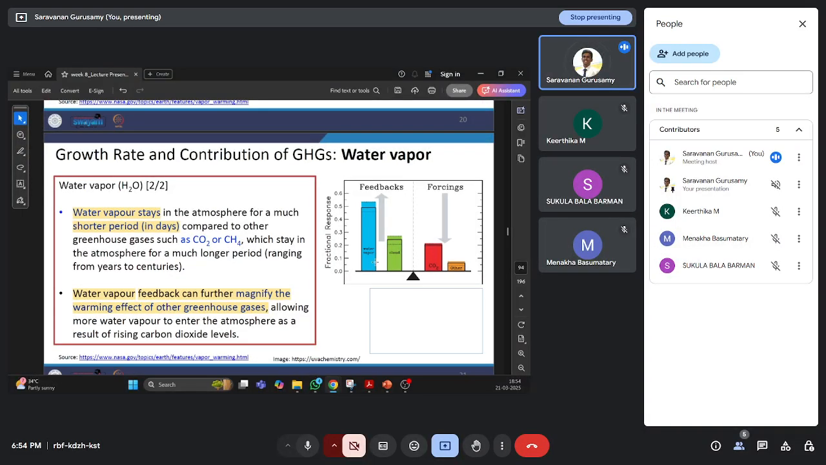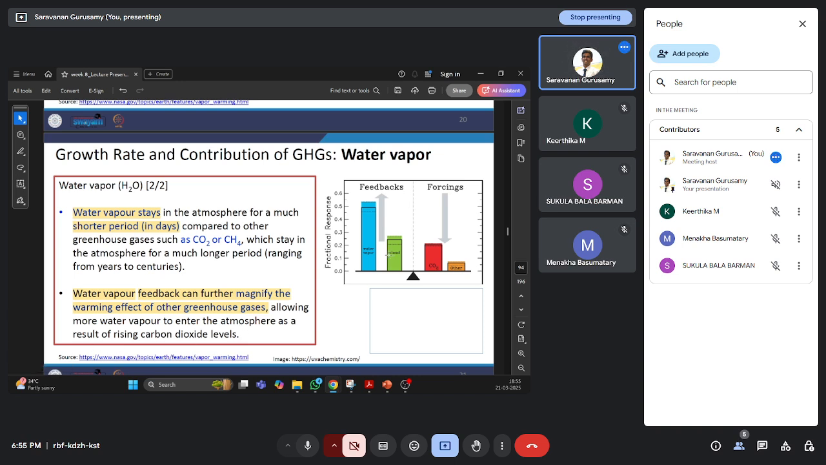So you can see the global warming potential of water vapor is more compared to cloud, CO2 and others. That's called forcing. Water vapor stays in the atmosphere for a much shorter period, in days, compared to other greenhouse gases, because CO2 and CH4 have a longer lifetime in the atmosphere. But water vapor feedback can further magnify the warming effect of the other greenhouse gases, allowing more water vapor to enter the atmosphere as a result of rising carbon dioxide levels.